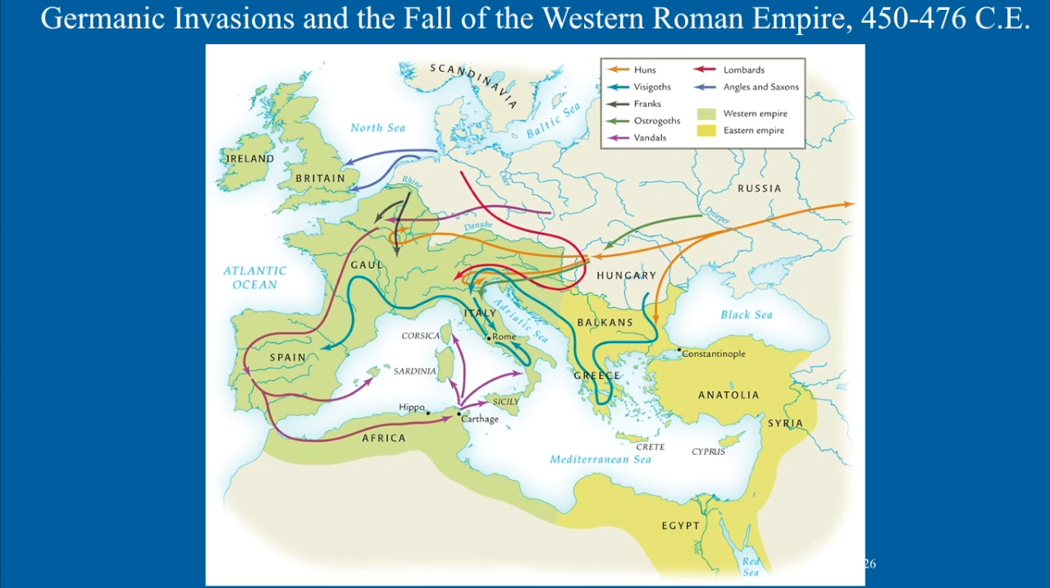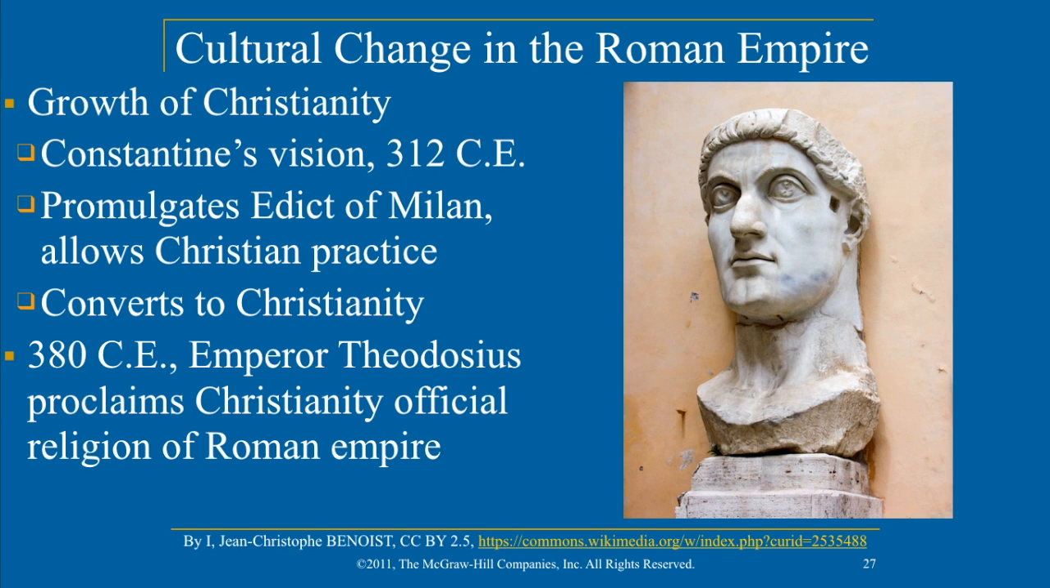Here's the Germanic invasions and the fall of the Western Roman Empire. We have the Huns moving in from the east, the Visigoths from the north. We have the Franks from the French area, Ostrogoths, Vandals, Lombards, Angles, and Saxons. All these people are going all over and just tearing stuff up. And it's becoming a big problem for Rome to try and keep itself together.